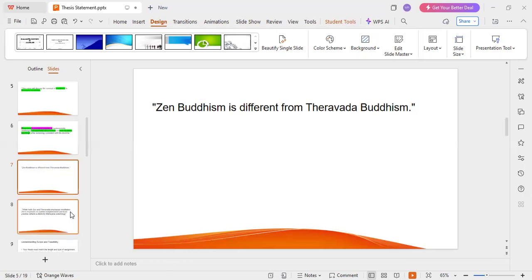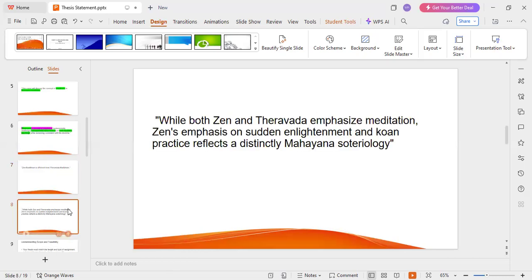But when you consider this one, right? While both Zen and Theravada emphasize meditation, Zen's emphasis on sudden enlightenment and Kon practice. So we discussed Kon practice that day as well. It is like these witty, indirect statements like, what is the sound of one hand clapping? Likewise, again, coming inside this Zen practice, it reflects a distinctly Mahayana soteriology. So here you can see that this writer is trying to come up with something specific.